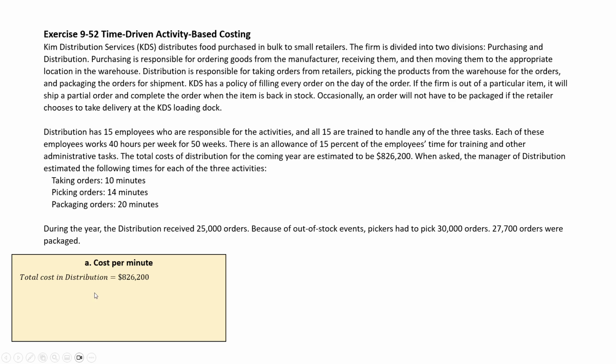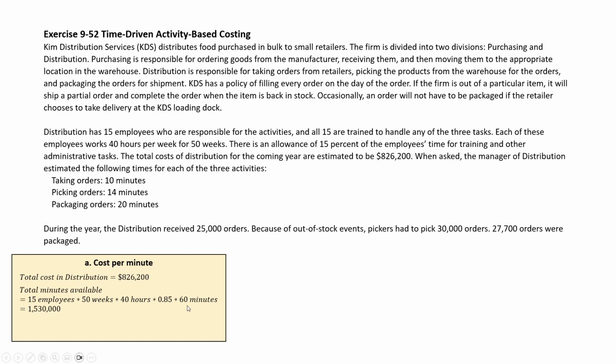I need to divide that by the available minutes. So I'm going to use the details they give me. I'm going to take the 15 employees times 50 weeks times 40 hours per week that they indicate. Now, you may ask here, why am I multiplying that times 0.85, which would be 85%? Because our assumption is that they don't work 100% of the time for these particular efforts. In fact, they tell us that 15% of the employees' time is used for training and administrative tasks. So if I take 100% minus 15%, that would be 85% or times 0.85.